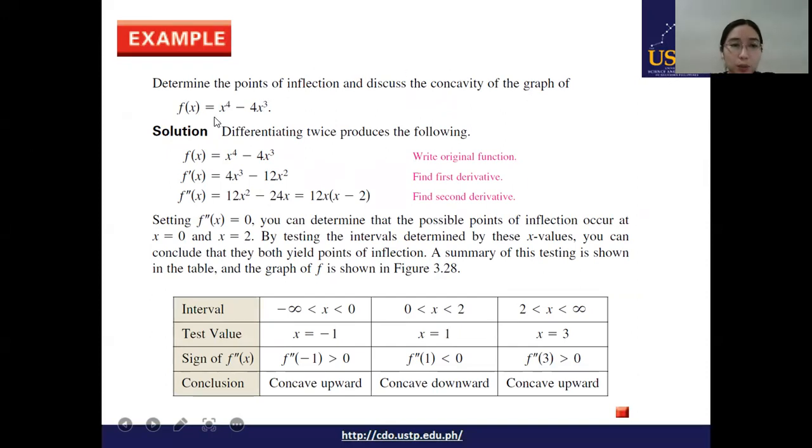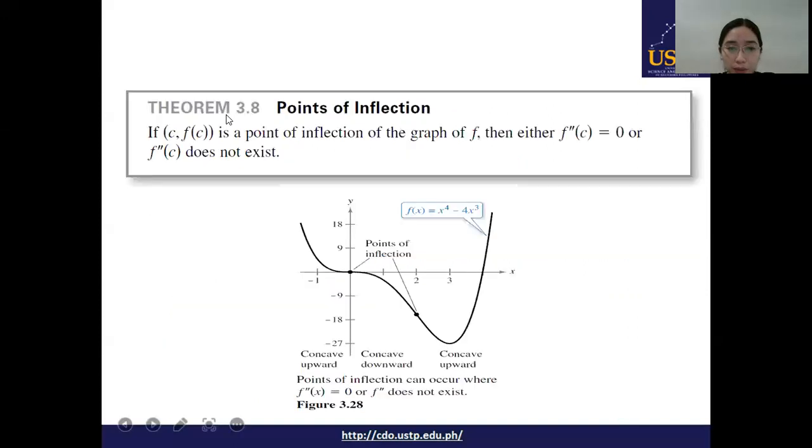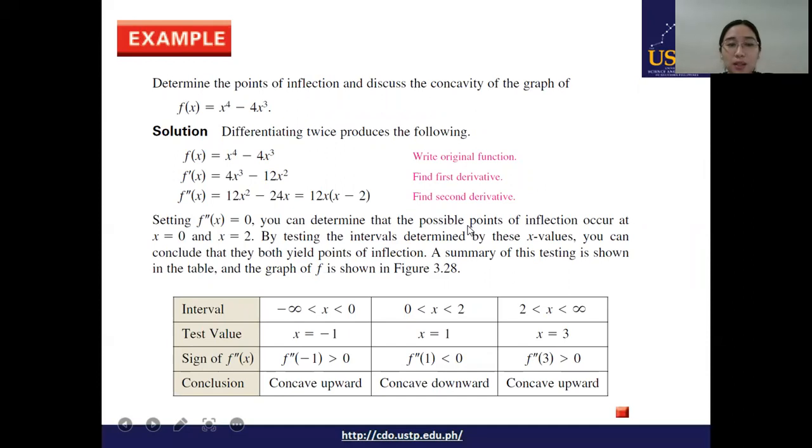Let f of x equal x to the 4th power minus 4x cubed, and find its graph. For the solution, we need to find the second derivative. First, we write the original equation, then we perform the first derivative. After getting the first derivative, we proceed with the second derivative.